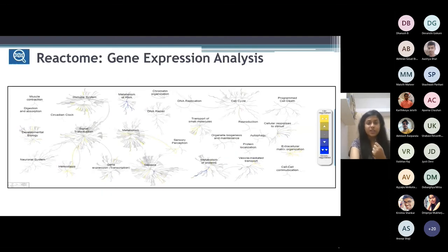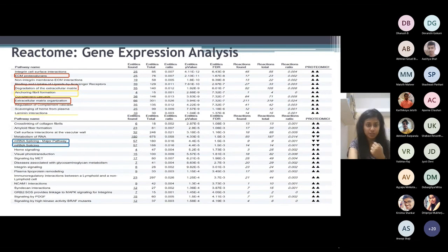Moving on, in Reactome, gene expression analysis was carried out. This also gave us a very similar diagram, but in this case, we are also getting to know how the pathways are being dysregulated. So if they are being upregulated or downregulated, the pathways which are upregulated have been shown in yellow, while the pathways which are downregulated have been highlighted in blue. So as we can see from the list of the top differentially regulated pathways, ECM proteoglycans, extracellular matrix organization, and other pathways related to ECM remodeling have been shown to be upregulated.